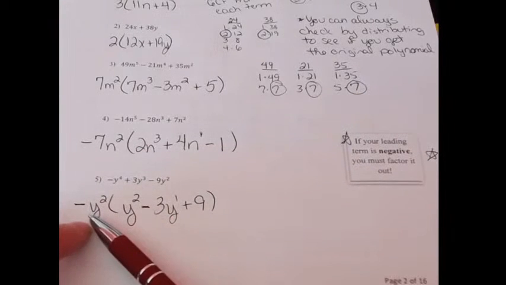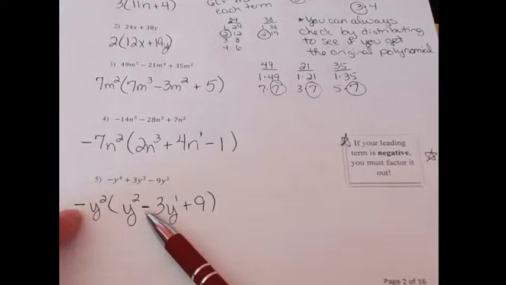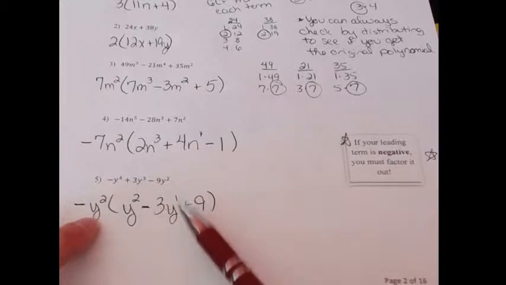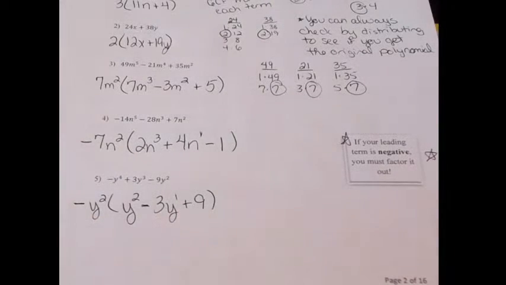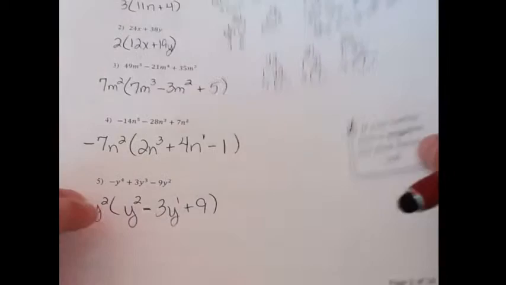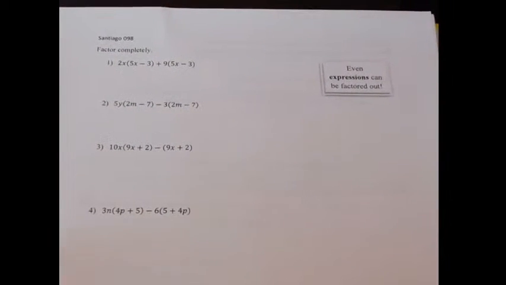Let's double check. Negative y to the 4th power, positive 3y to the 3rd power, negative 9y squared, and it checks. Beautiful work, everyone. Very, very nice. Let's keep going with this idea. Now, what happens when you have terms that look like this?